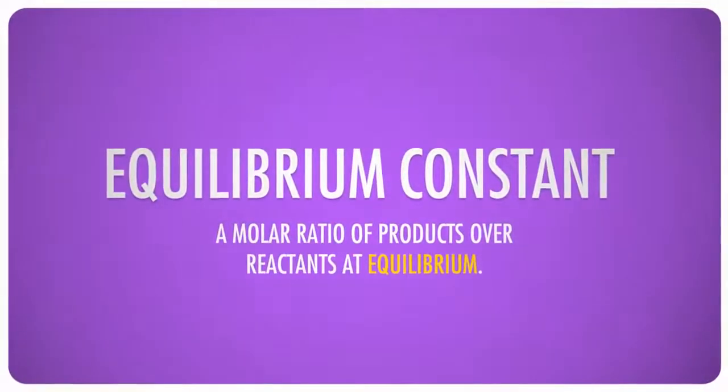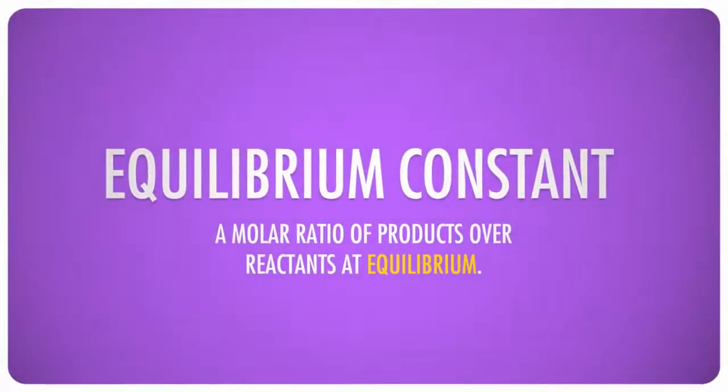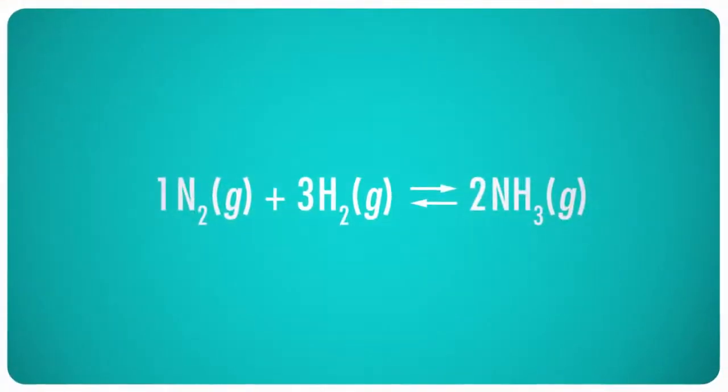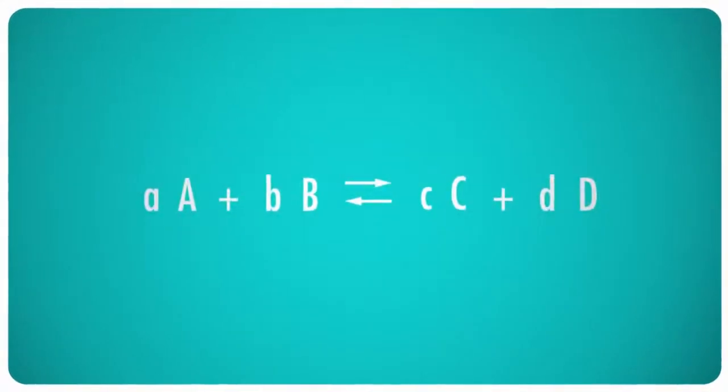The first and most important thing you need to do equilibrium calculations is the equilibrium constant. This number is unique for every reaction and represents a molar ratio of products over reactants when a reaction is at equilibrium. Equilibrium constants are easy to set up, but hard to explain. So let's start with an example using this obviously fake chemical equation.